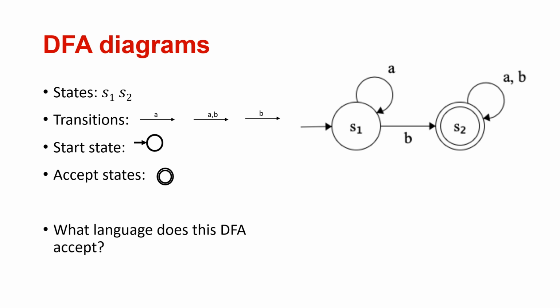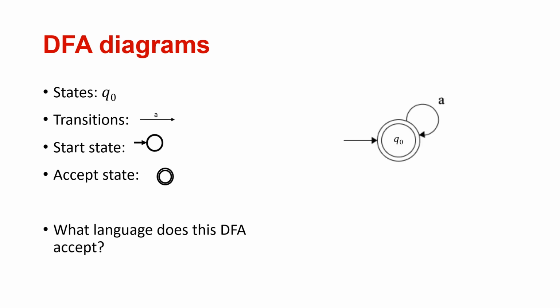Okay, so moving on, let's look at one more example. In this example, I only have one state, which I have called Q0. The transition is just the letter A, and the start state and the accept state are actually the same in this case, right? So I have a start state, but the start state happens to be the accept state. So again, take a moment and try to write a set notation of what language this DFA accepts.